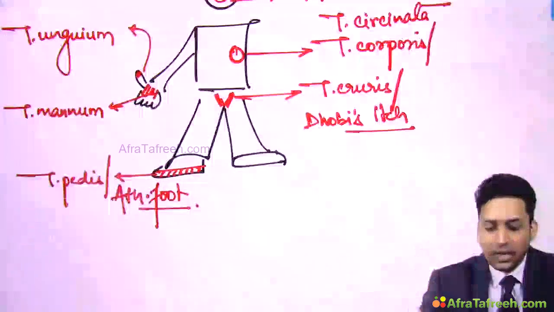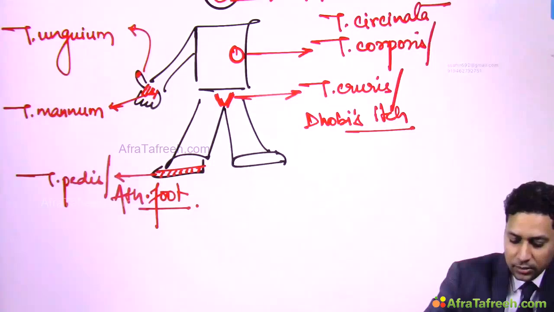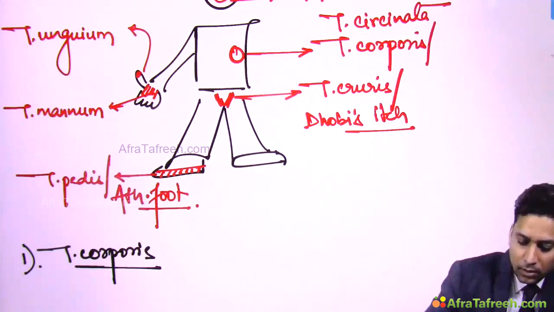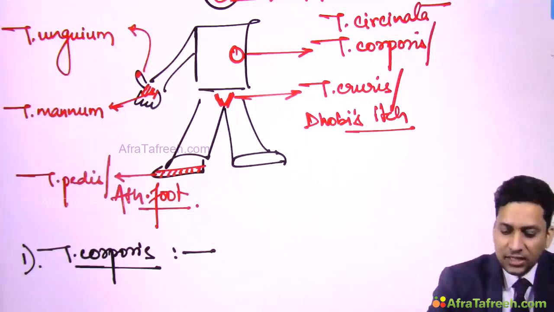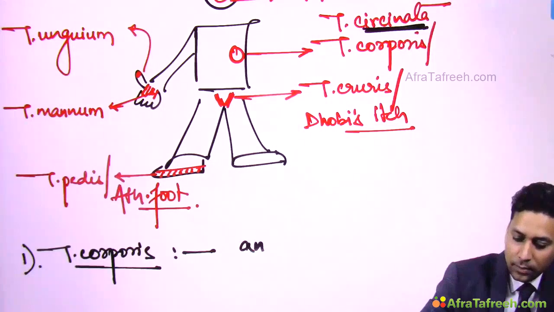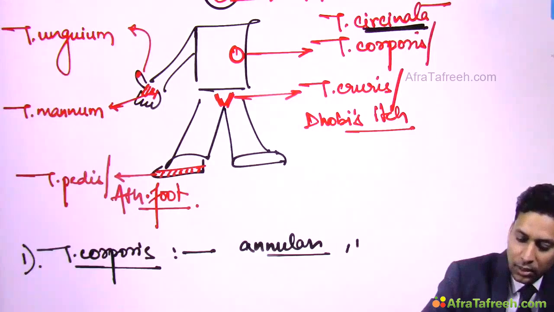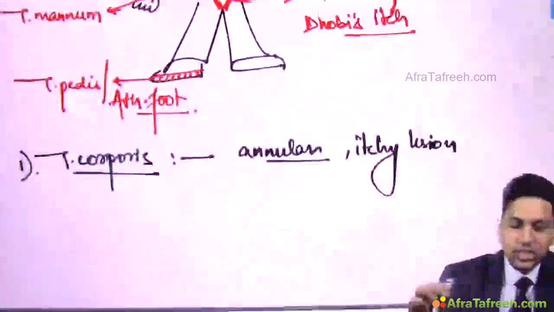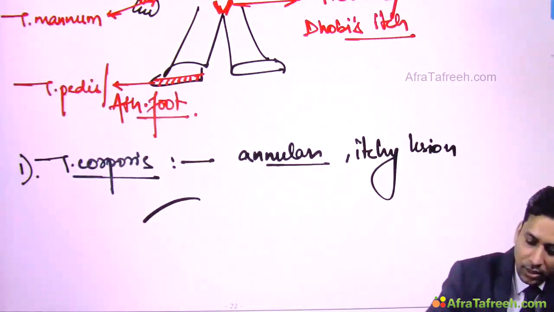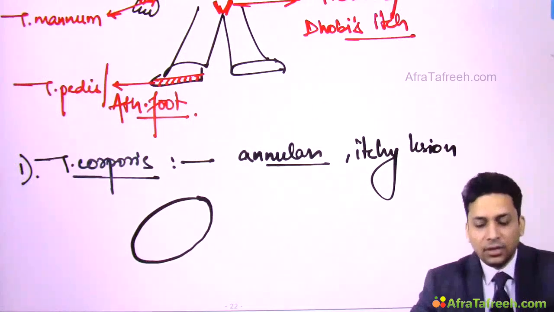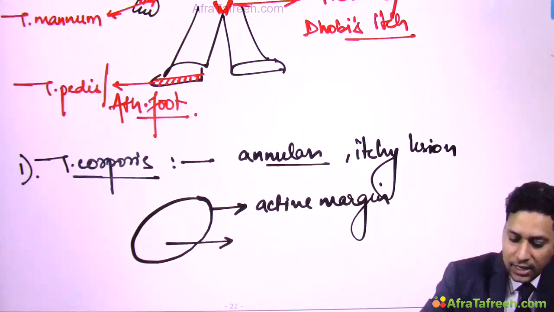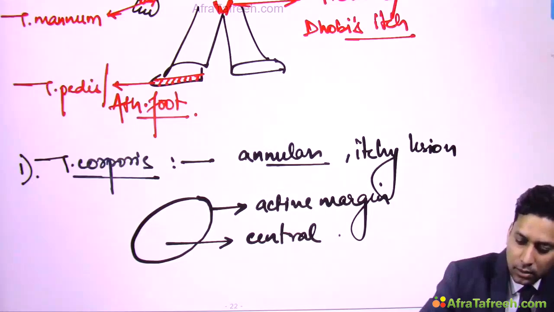See why it is known as circinata? Because you can write down few points here. Let us first write down about tinea corporis. See, this term circinata means annular. So here annular itchy lesions are seen. So annular itchy lesions are seen in tinea corporis. What is annular lesion? Such oval shaped lesion is annular lesion. It has active margins and central clearing.